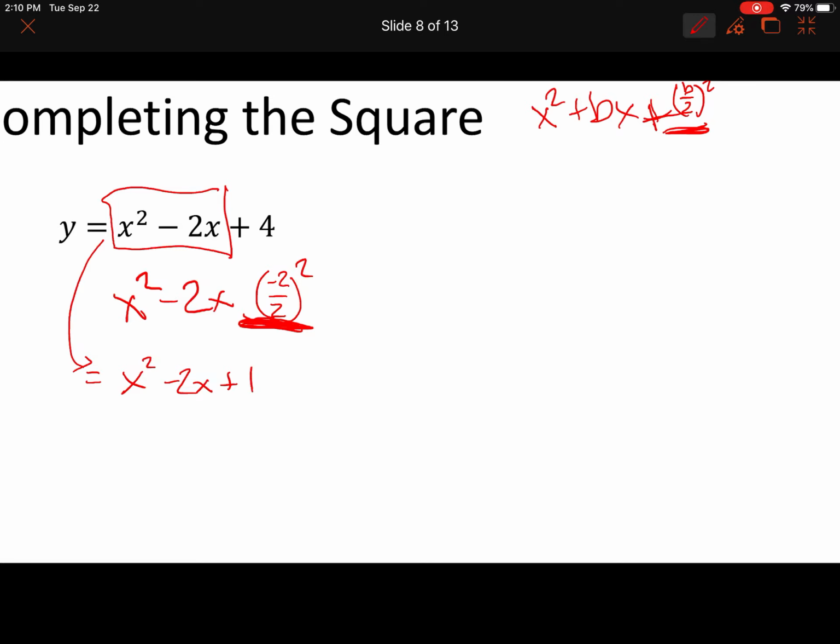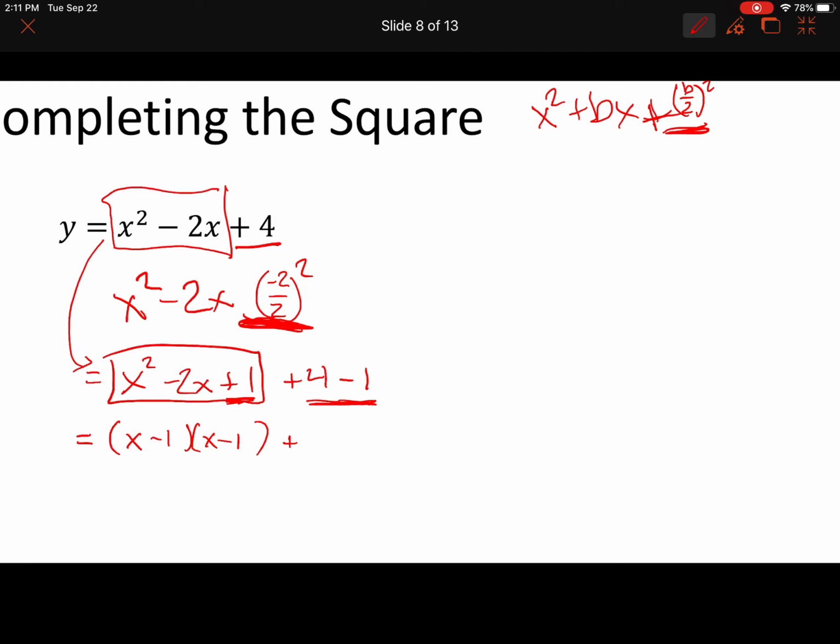But I cannot just add 1 because that's changing the format. So I still need my plus 4. But then if I add 1, I have to offset that. So I also have to minus 1, because if I add 1 minus 1, that doesn't change the value anymore. So if I add and subtract the same number, then we're okay. Because if I combined those two like terms, that one and that one, then I would get exactly what I started with. But I need it in this format because this right here, when I factor this, it's going to give me x minus 1 and x minus 1. And then I can combine these two like terms on the outside and still have plus 3.